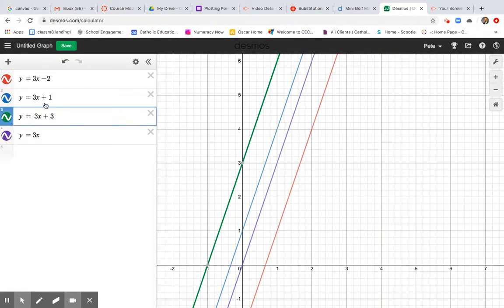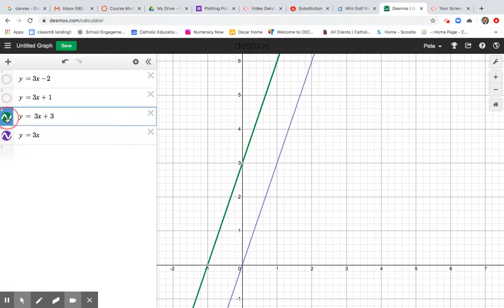So this is y equals 3x. And these ones are a bit steeper. Why? Because it's a 3x. So every time we go across 1, we go up 3 now. We go across 1 here, we go up 3. There's that nice little triangle.